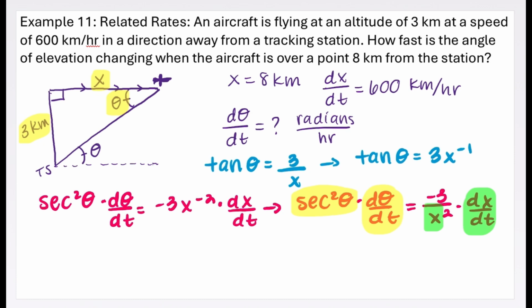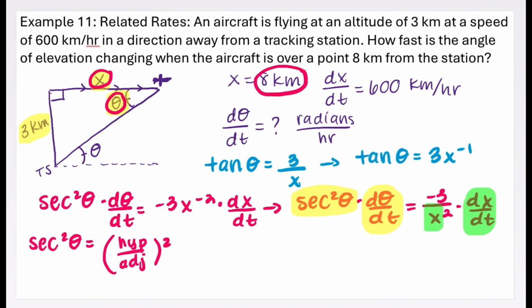Now, secant squared theta is the same thing as secant of theta squared. And secant of theta is going to be the same thing as the reciprocal of cosine. So cosine is adjacent over hypotenuse. So secant is going to be the hypotenuse over the adjacent side. So if we're talking about theta, the adjacent side is going to be x, but that's going to be 8 at this point in time.